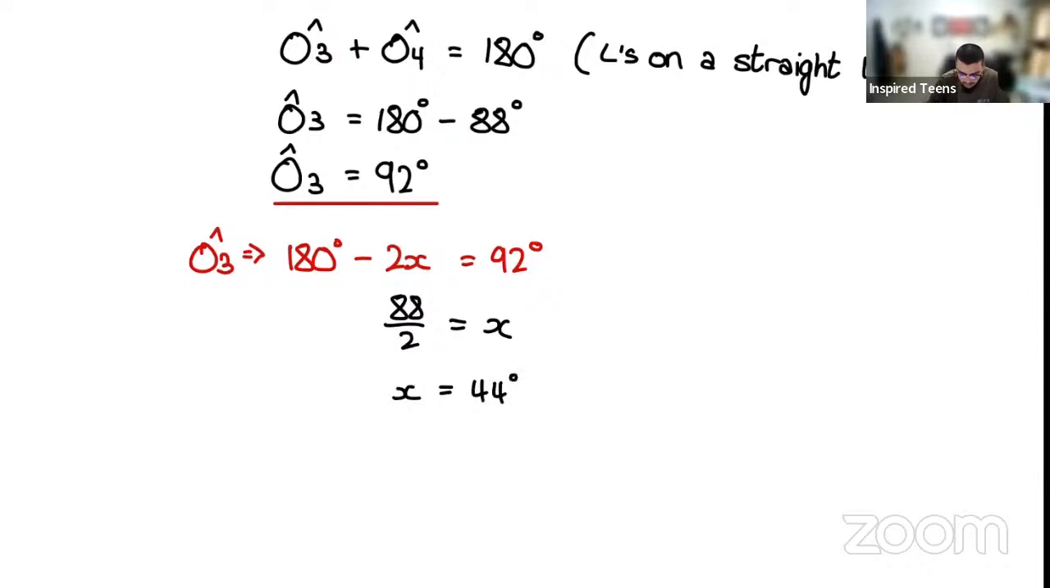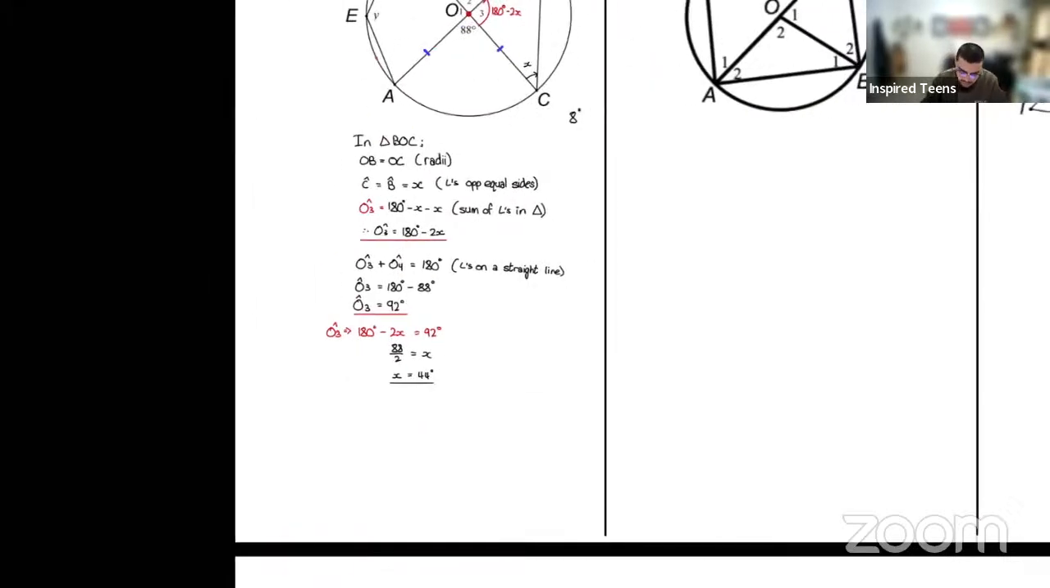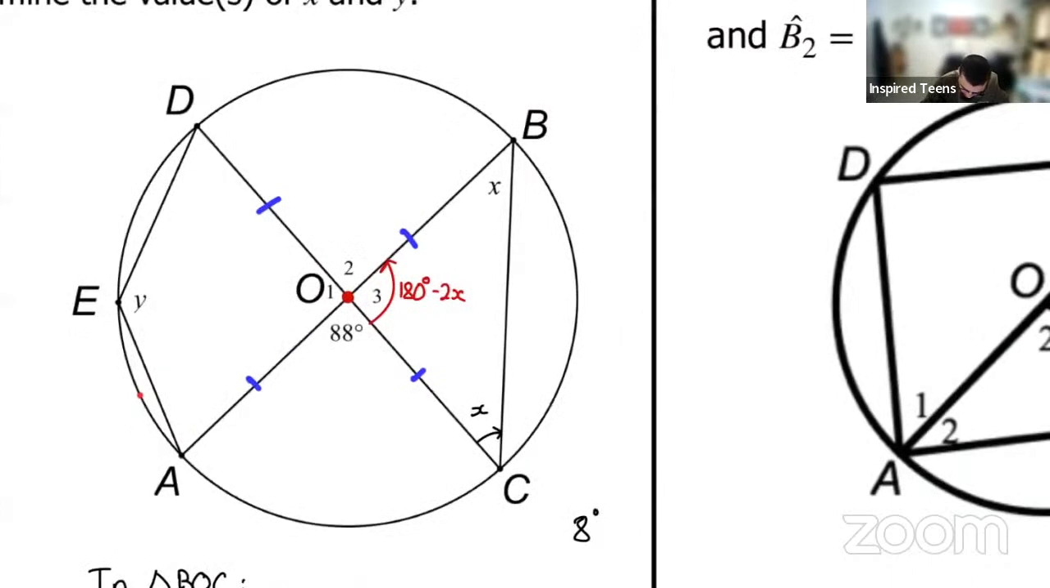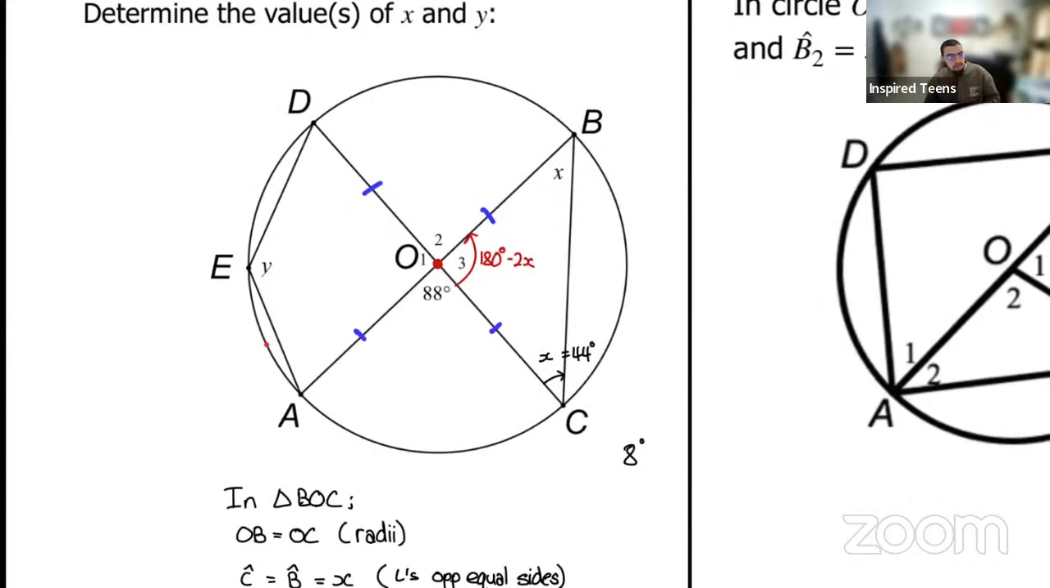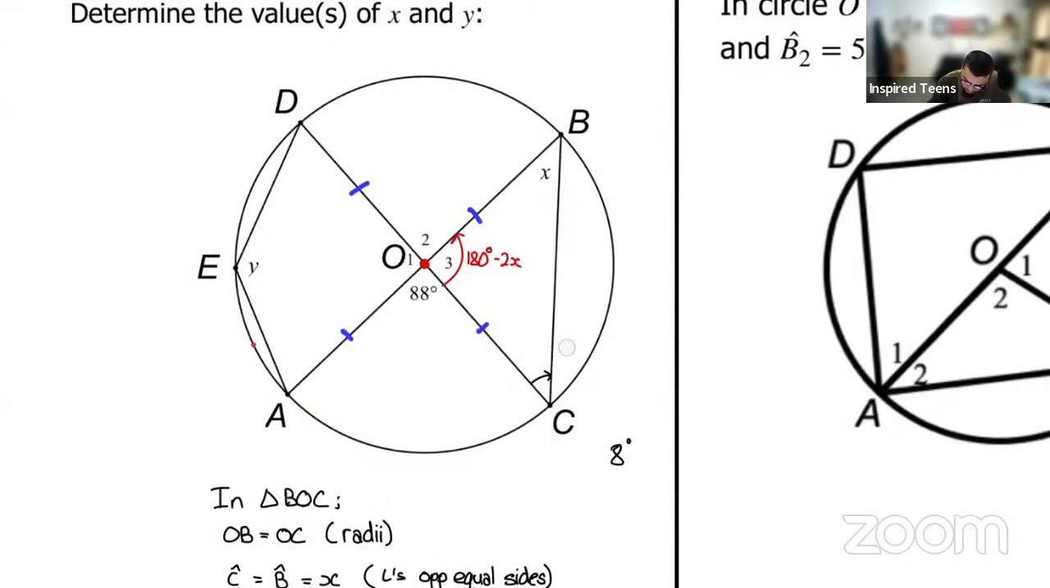Let's just double check that. 180 minus 92 divided by 2, correct. So x is equal to 44. So I've solved for x. So x is 44, right? If you want, instead of writing x there, you can maybe write 44. So x is done, x is solved for.